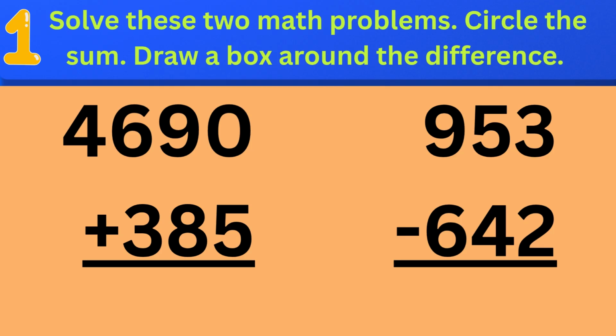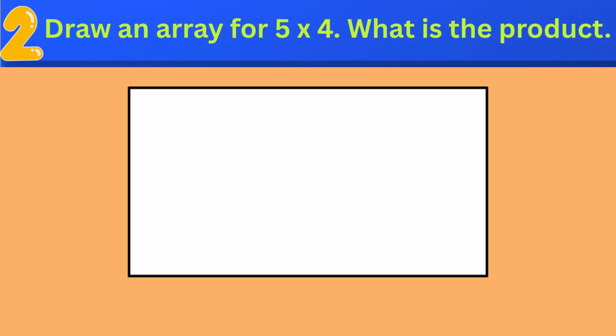Number 1, solve these 2 math problems. 4,690 plus 385 equals. 953 minus 642 equals. Then circle the sum and draw a box around the difference. Number 2, draw an array for 4 times 5. What is the product?